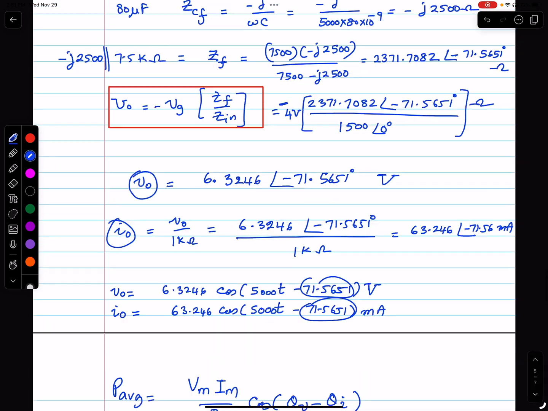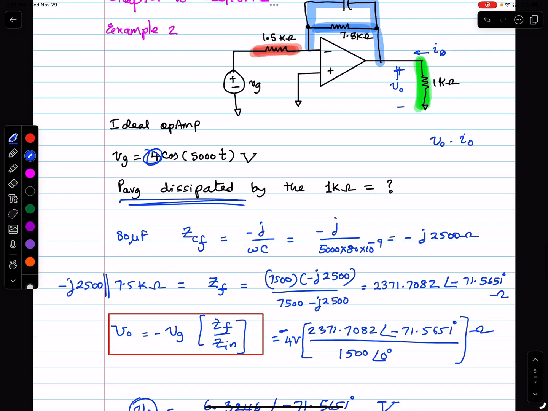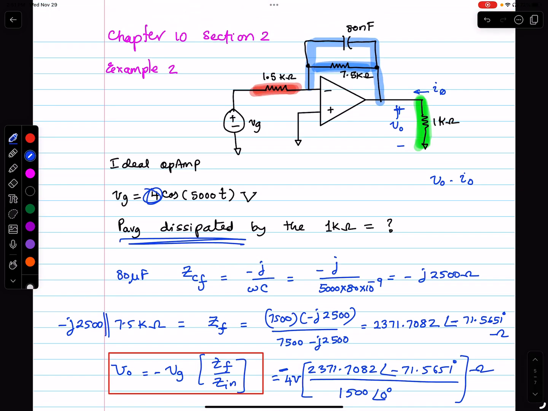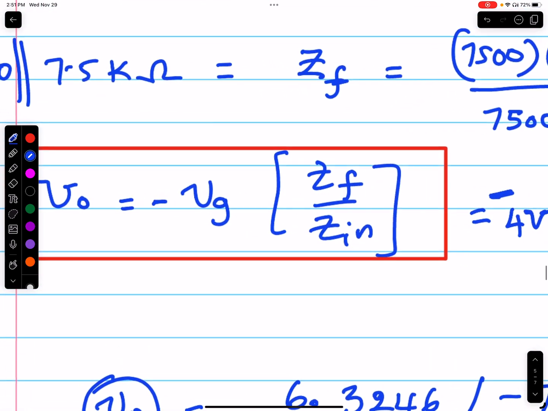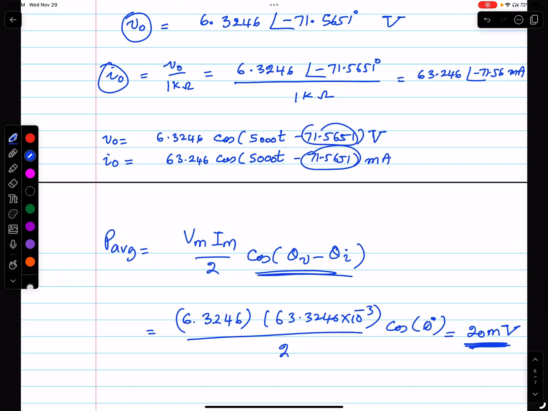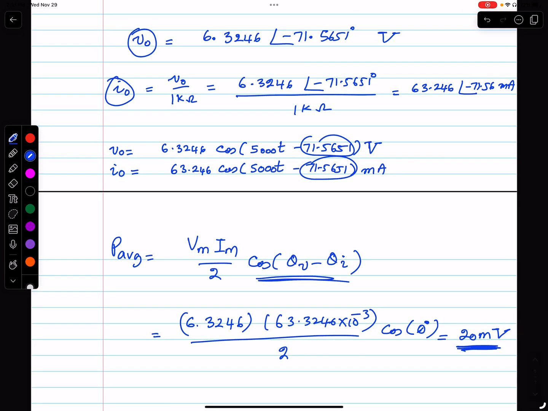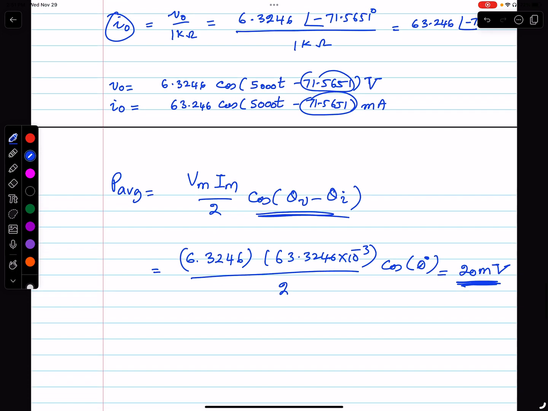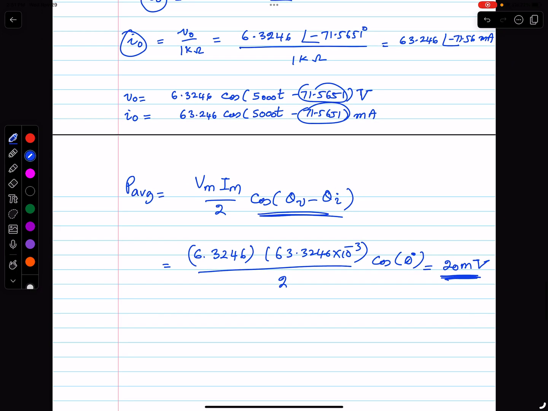So let's retrace our steps. We started with an operational amplifier. In order to calculate the output voltage, we applied the inverting configuration formula. Once we calculated V output and I output, from there it's a pretty straightforward path to calculate P average.